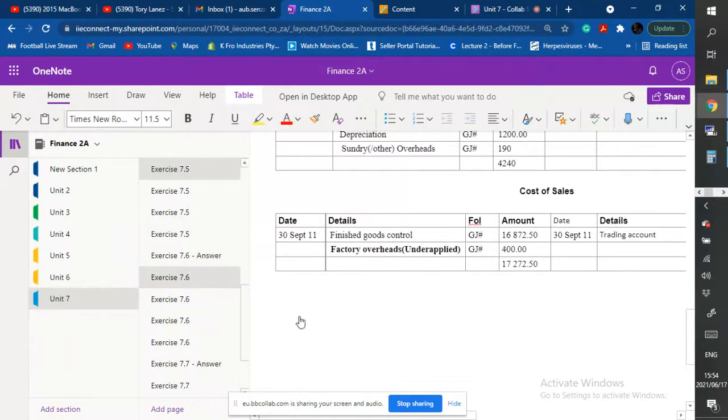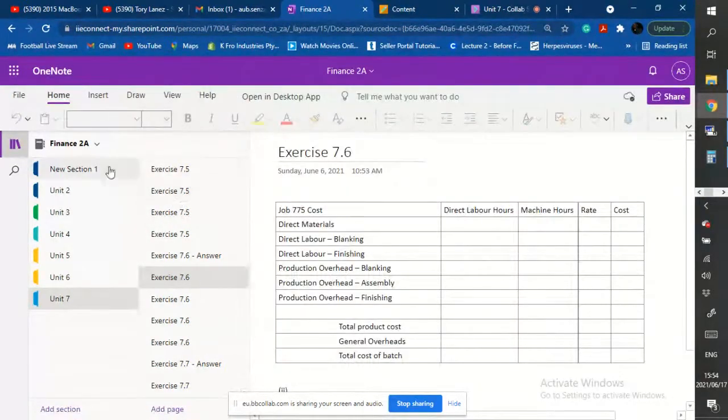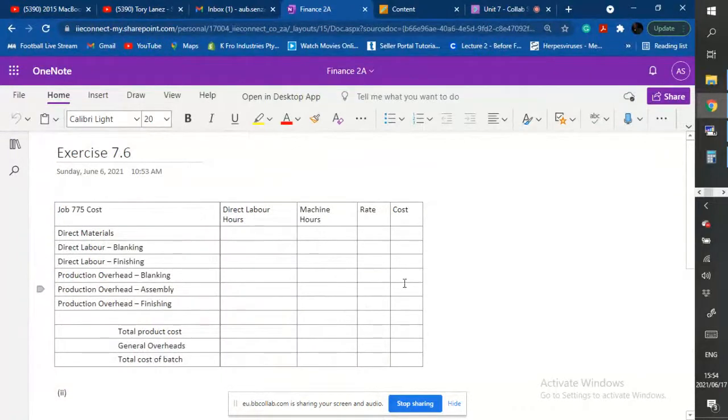7.5. We then move to 7.6. A lot easier. It's more of what we did last week. Here, all we are literally doing is posting in the information given to us and then calculating the required stuff there. So I'm just going to read the required. Under required, it says calculate the total cost for the batch. That's the first thing they want us to do.